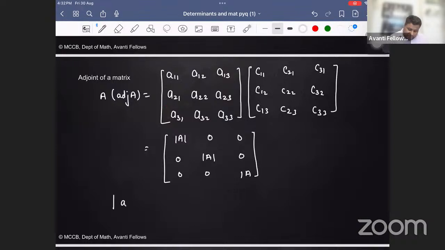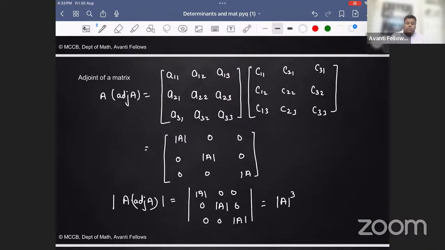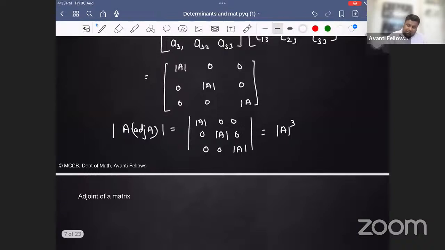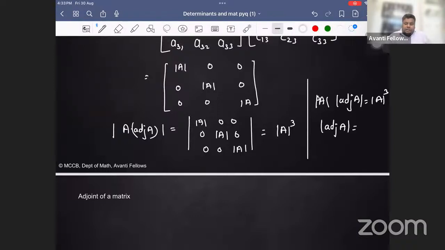Now if I take determinant both sides, determinant of A into adjoint A will be what? Determinant of this thing. So it will be determinant of A whole cube. So that means the first property that comes: determinant A times determinant of adjoint A is determinant A cube. So determinant of adjoint A is determinant of A whole square. Determinant of adjoint A is determinant of A whole square. Got it?